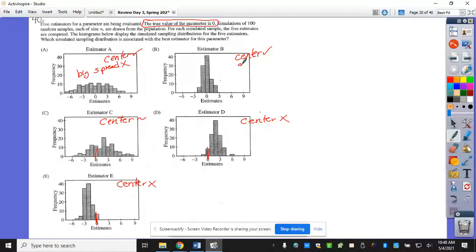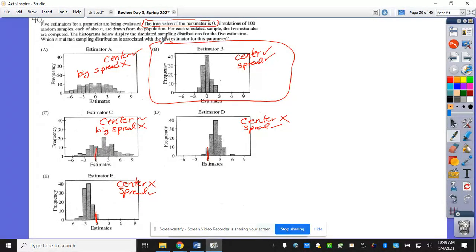Here I have a small spread. This spread is too big compared to the other ones. This one I have a small spread. So what's my best answer? It's not perfectly symmetrical around it, but of those, that is by far the best answer.